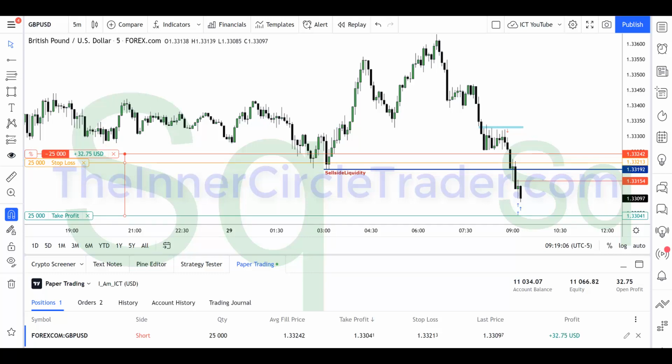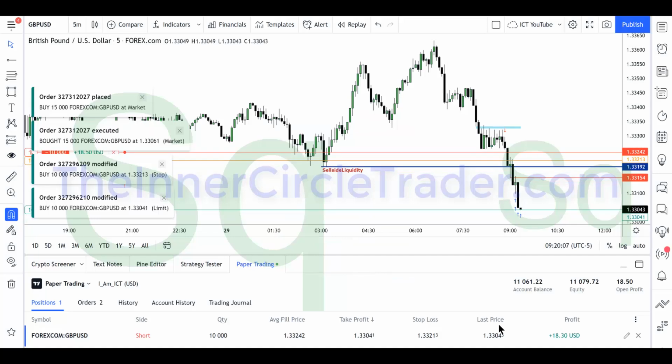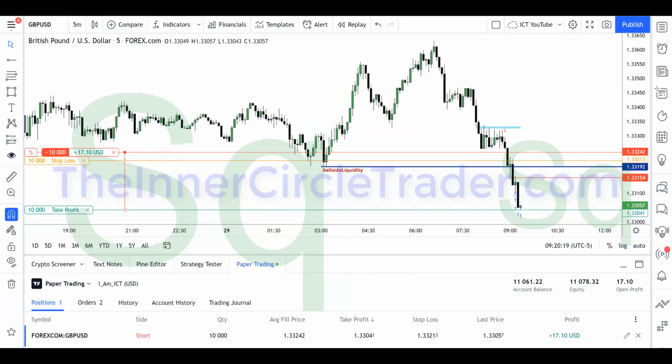So now I have the equivalent of one mini lot. At this point, even if it never hits my limit order, I don't care, because I've taken multiple partials off at logical levels, which I'll show you the reason why it's logical, where I'll take them out in a moment.